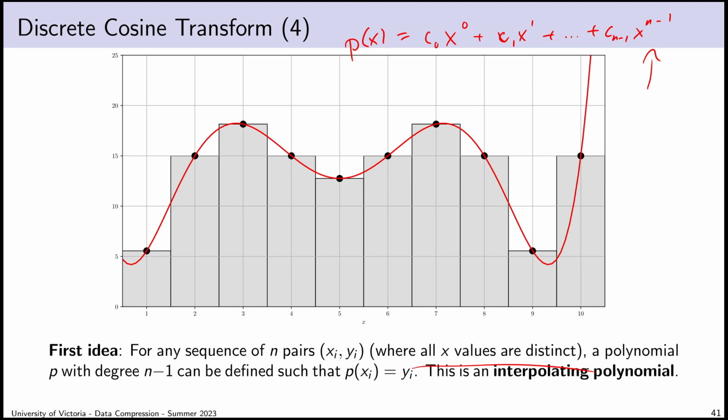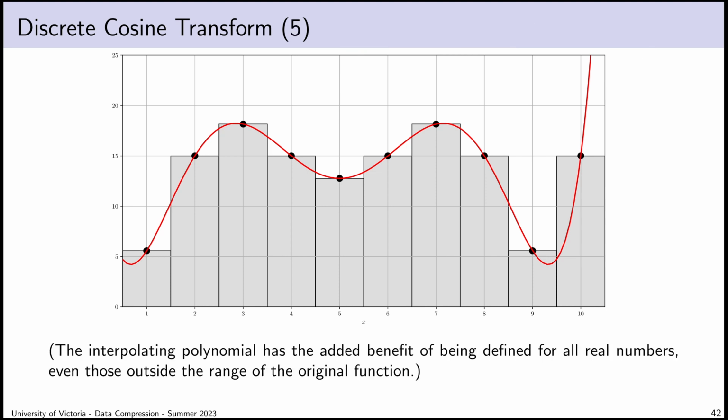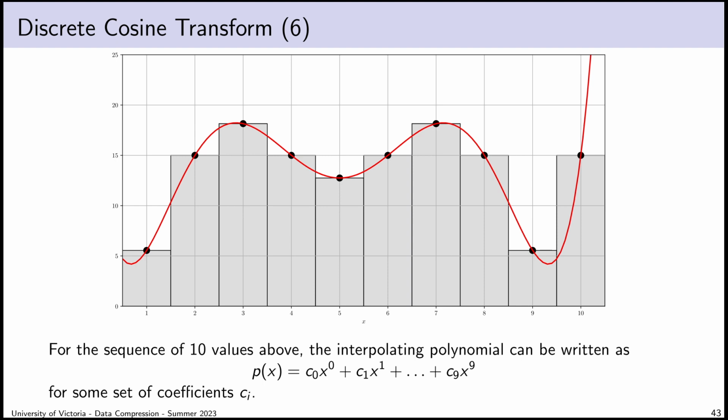The reason why this is interesting is now I have an alternative way of representing my discrete function. It's true, actually, also, this is just me talking because I love interpolation. It's true that this interpolating polynomial is actually defined for all real numbers. It goes off to infinity, although whether it's valuable outside of the defined domain of Q is dubious. It depends on what you're using it for. So that means that for this sequence of 10 values, the interpolating polynomial would look like this. And all we need to know to get the interpolating polynomial are the values of these coefficients c.